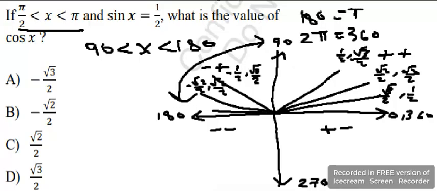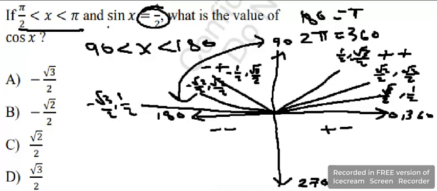It's getting a little bit messy, but I hope you can understand what's going on. Radical 3 over 2 and half. And don't forget the negative: negative radical 3 over 2 and half. Next, we're just going to pinpoint which one is half.